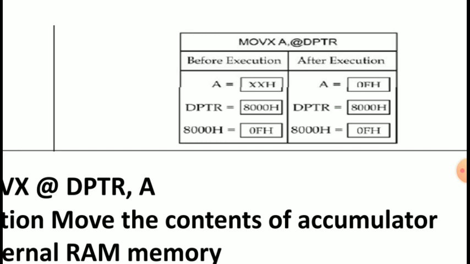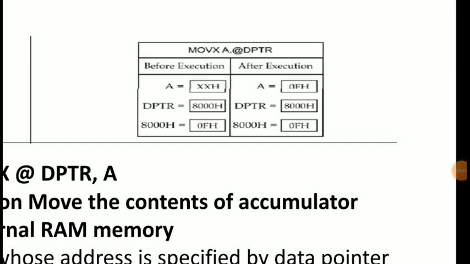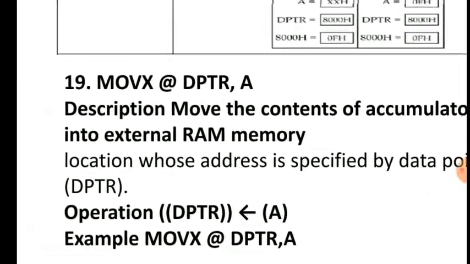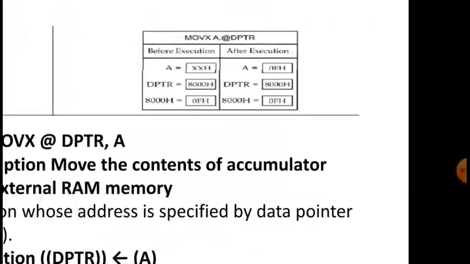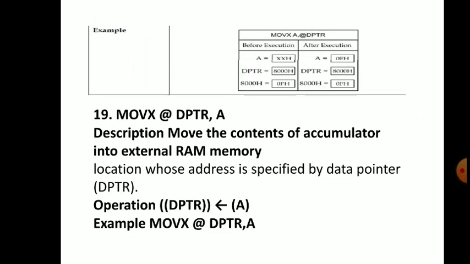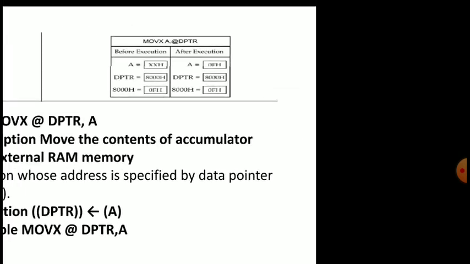So the accumulator has the contents of 0F, and the DPTR has a 16-bit address, and the 16-bit address points to some 8-bit data. The same can be explained from the 19th instruction, MOVX @DPTR, A. Move the contents of the accumulator into the external RAM location whose address is specified by the data pointer. And the operation @ means 2 parentheses and single means 1 parenthesis. MOVX @DPTR, A.